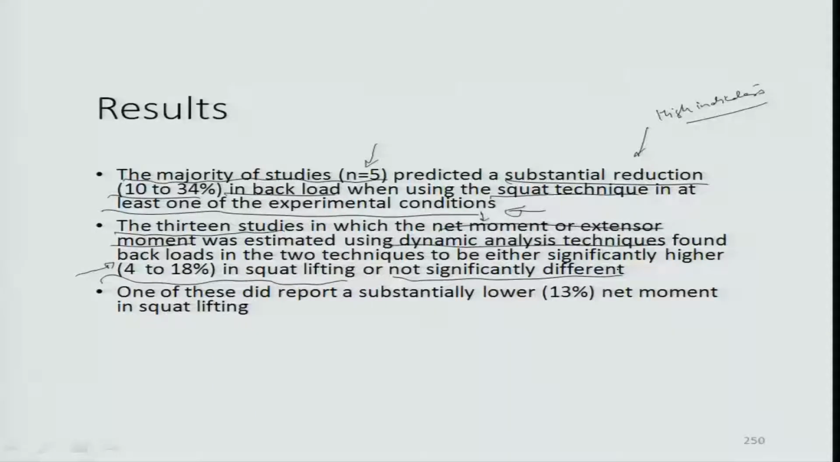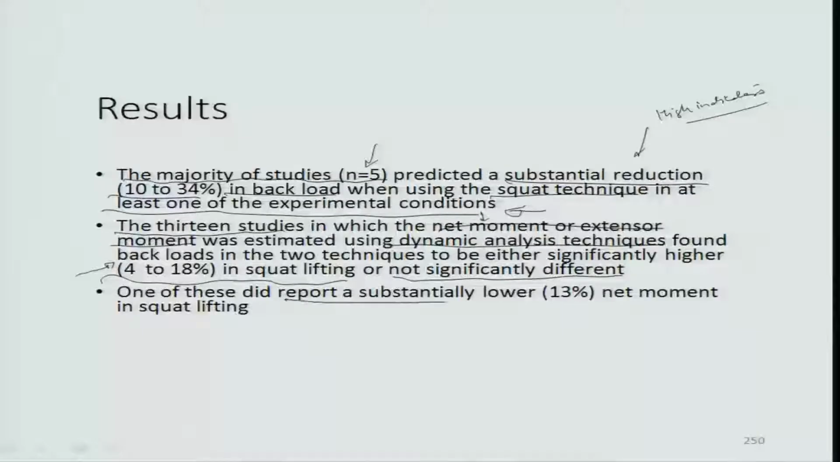Okay. So although the net moment becomes different, the levels at which the extensor moments change from one joint to another are much higher in this particular case. One of them of course reported a substantially lower, about 13%, net moment in the squat lifting case.